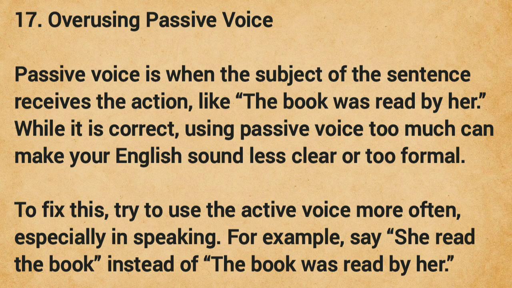17. Overusing passive voice. Passive voice is when the subject of the sentence receives the action, like "the book was read by her." While it is correct, using passive voice too much can make your English sound less clear or too formal. To fix this, try to use the active voice more often, especially in speaking. For example, say "she read the book," instead of "the book was read by her."